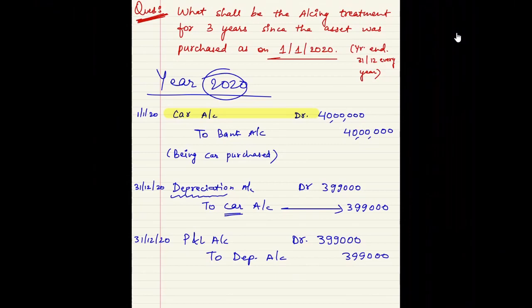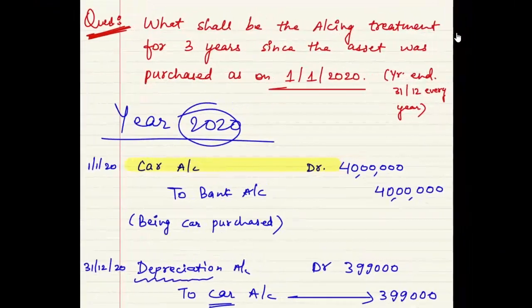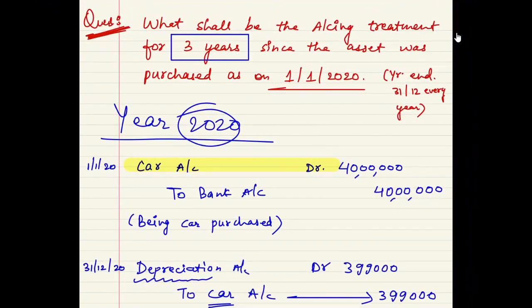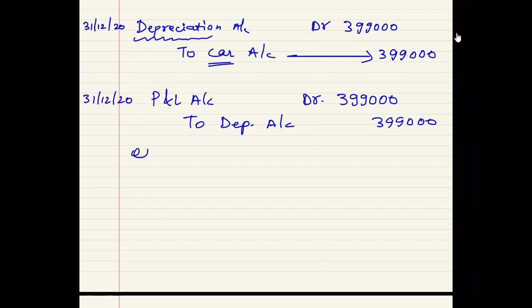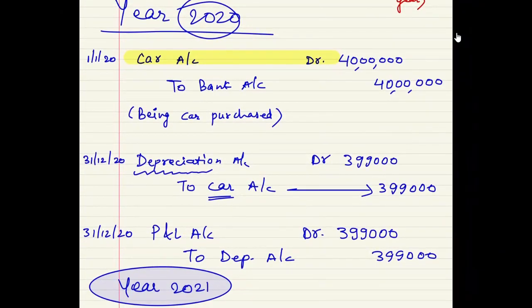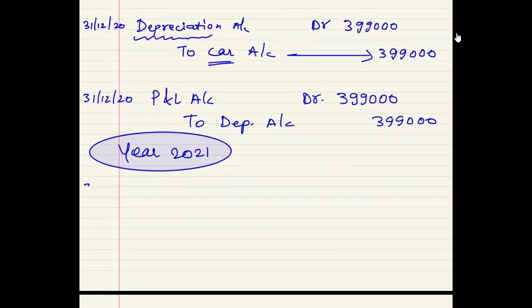Now let us try to do this, because in this question they have asked for 3 years of the accounting treatment of this asset. Now let's go to the next year, that is year 2021. You have already purchased the car, for which you passed the entry on 1st of January. So no entry will be passed for the purchase, but at the year end, 31st of December 2021, again depreciation will be charged because it is charged annually.